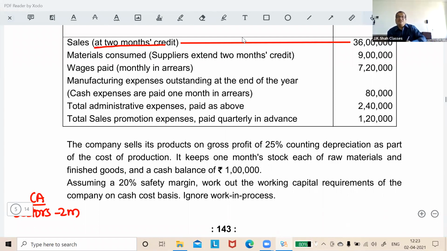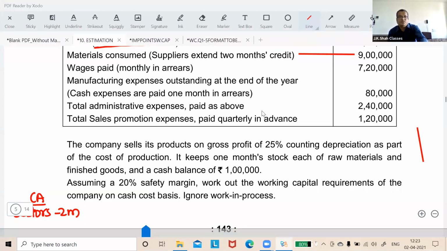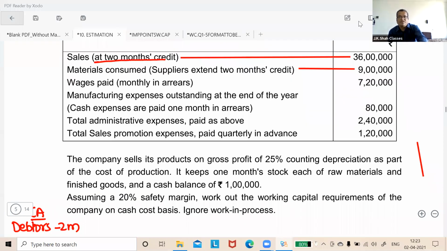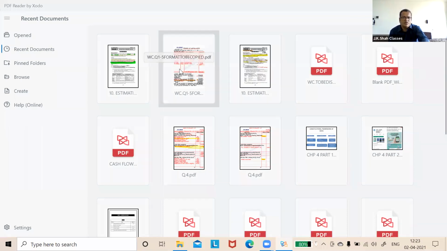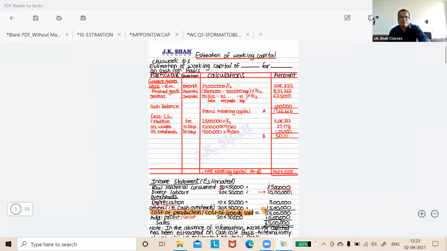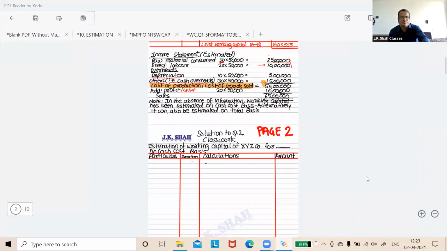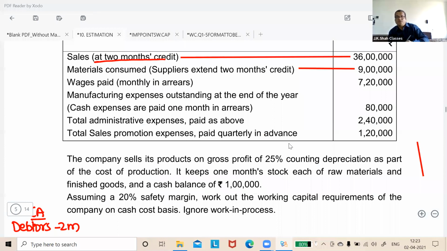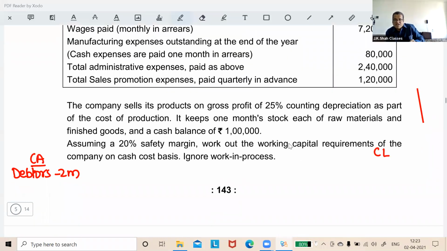Material consumed. See, even this material consumed is given to us, 9 lakh rupees. Raw material consumed. Supplier extends 2 months credit. That makes us very clear that when you start writing about current liabilities, there we will have creditors, right? Suppliers, what are they? They are creditors. And they are extending us a credit period of how many months? They are also extending us a credit period of 2 months. Creditors will be for 2 months.